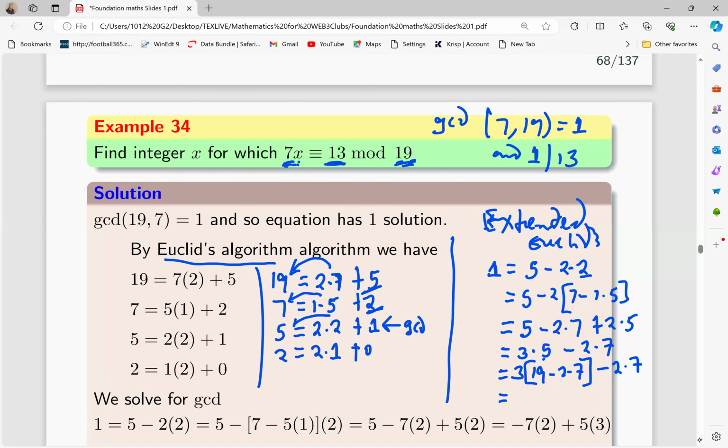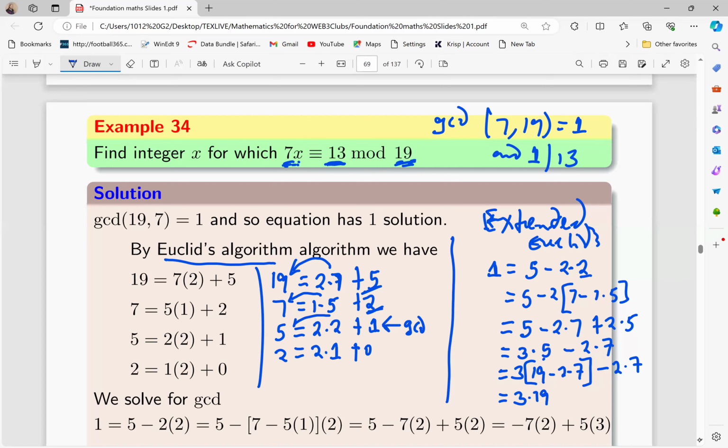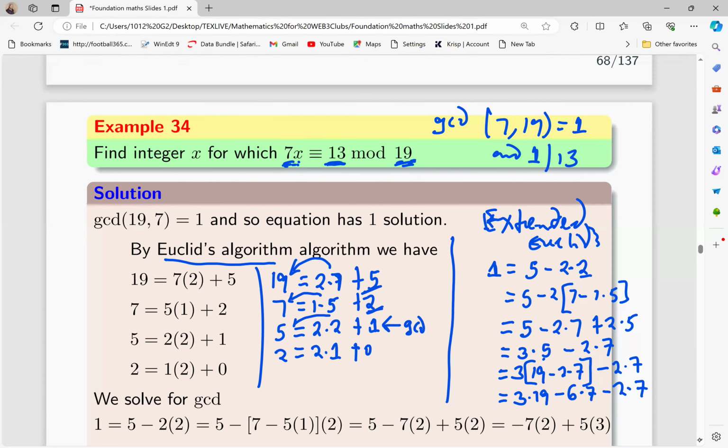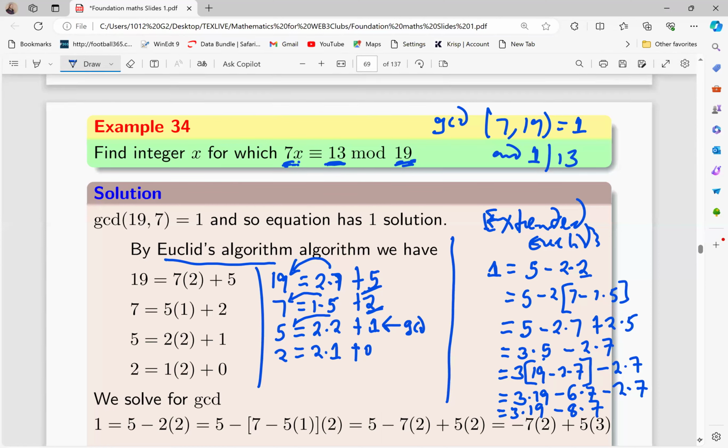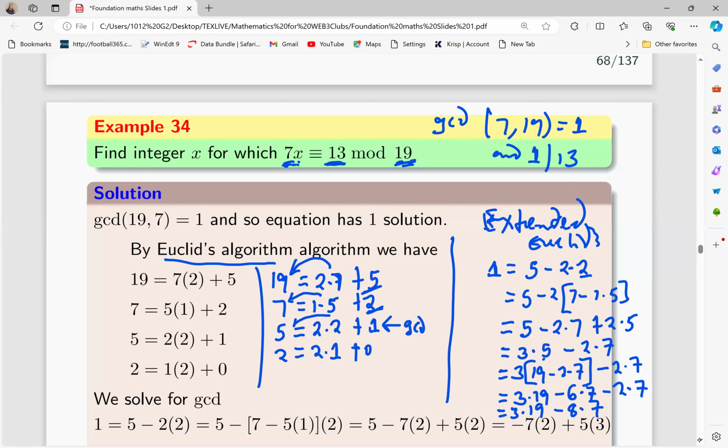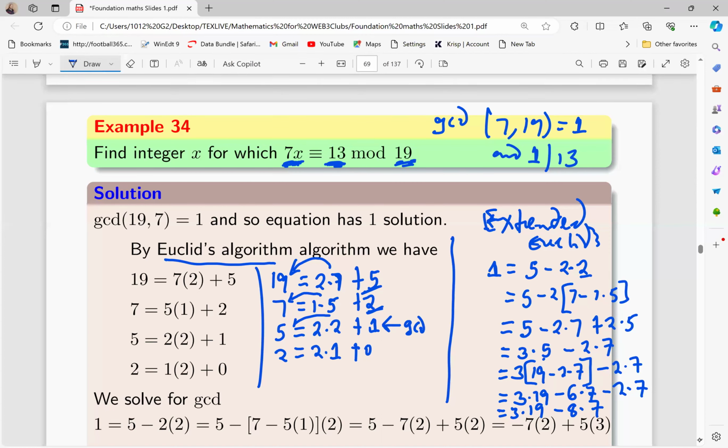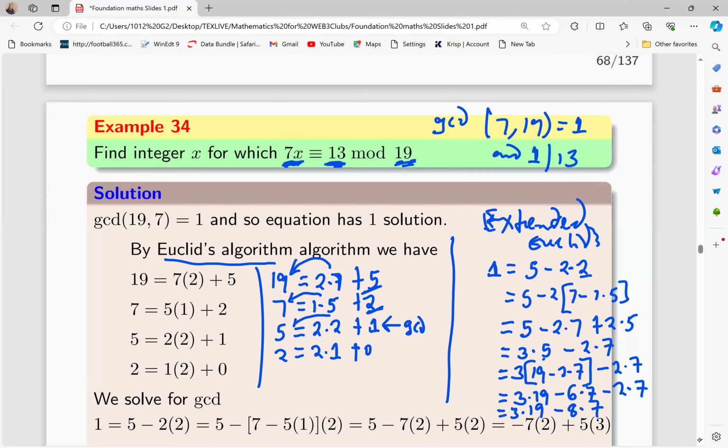Open the brackets here. 3 multiplied by 19 minus 6 multiplied by 7 minus 2 multiplied by 7. At this point, whenever they are like terms, we shall collect them together, which gives us 8 multiplied by 7. What did we want? We wanted a number which, when multiplied by 7, would give us 13. But we've just obtained a number which, when multiplied by 7, gives us 1. That's what we obtained.